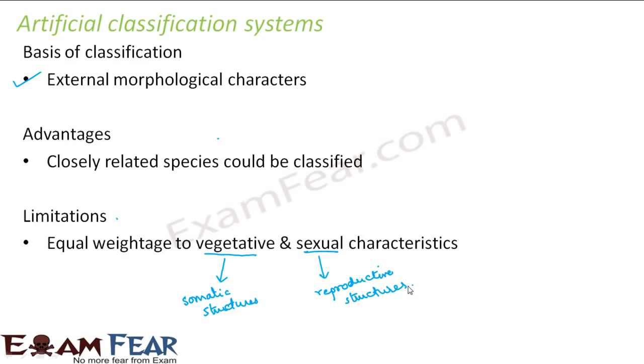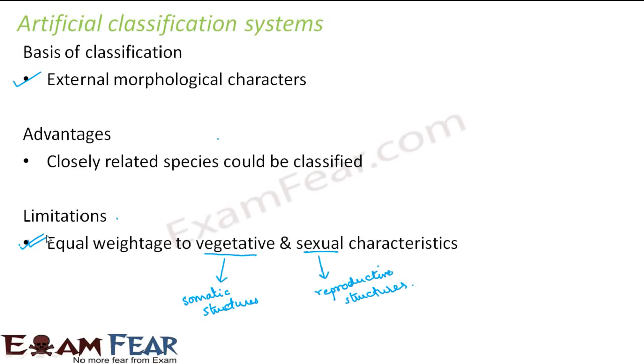But what I'm trying to say is that reproductive structures in different plants are different. Now, maybe you have two plants whose vegetative characteristics are the same, but their reproductive structures are very much different. So that is also possible. Now, in this system of classification, equal weightage was given to both these structures. That means the amount of importance you give to the external or the bodily structures of the plant, the same amount of significance was given to the reproductive structures.